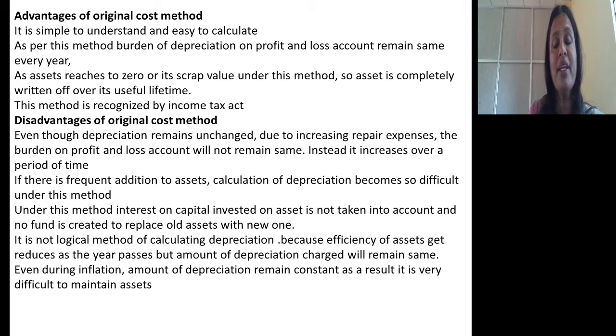If there is frequent addition to the existing asset, calculation of depreciation will become so difficult under this method. Interest on capital invested on asset is not taken into consideration, so no fund is created to replace the old asset with a new asset. This method is not a logical method of charging depreciation because we charge the same depreciation every year, but the efficiency of the asset reduces over a period of time. So depreciation should also get reduced.